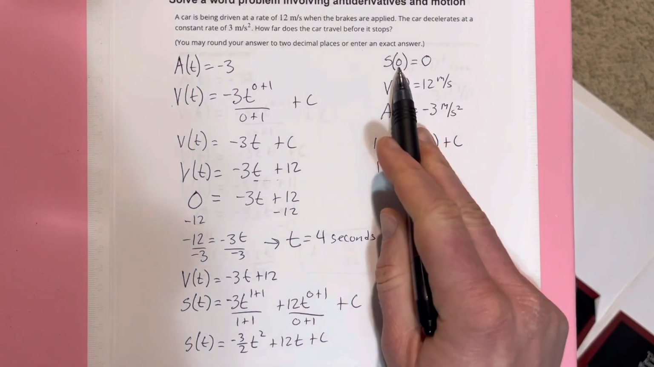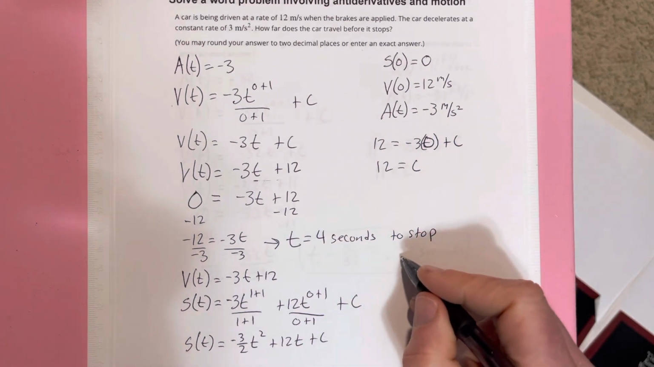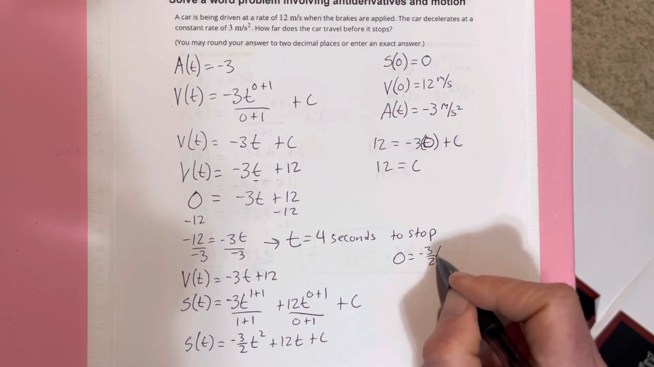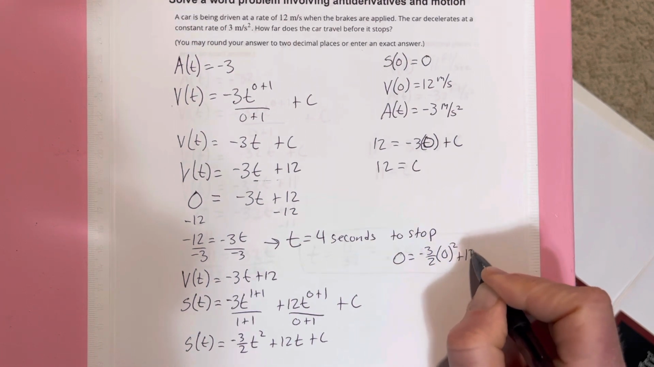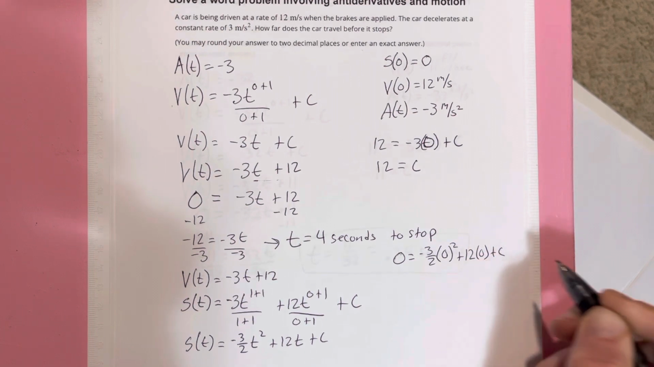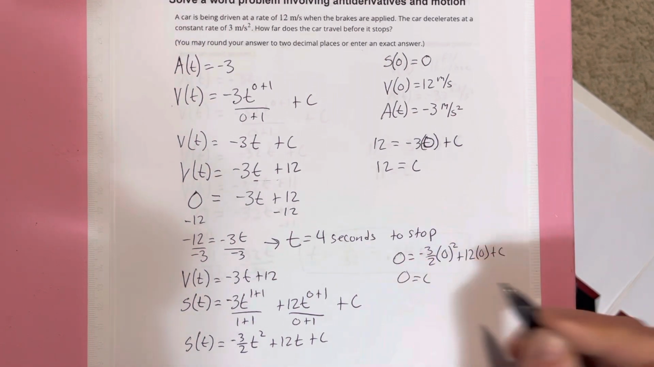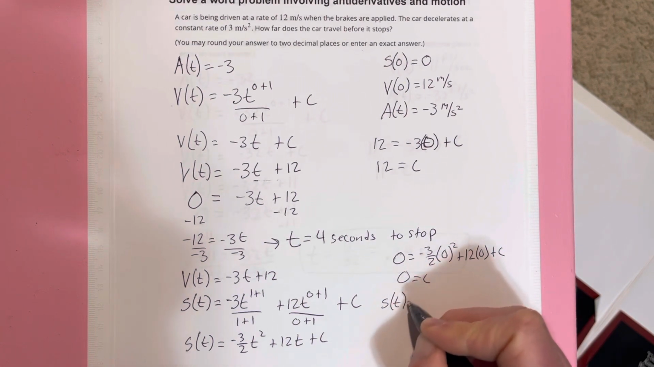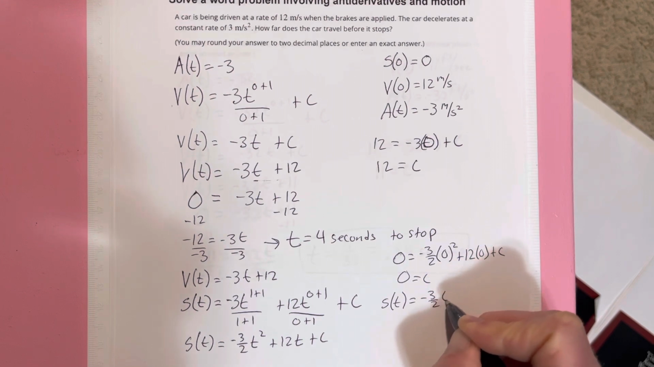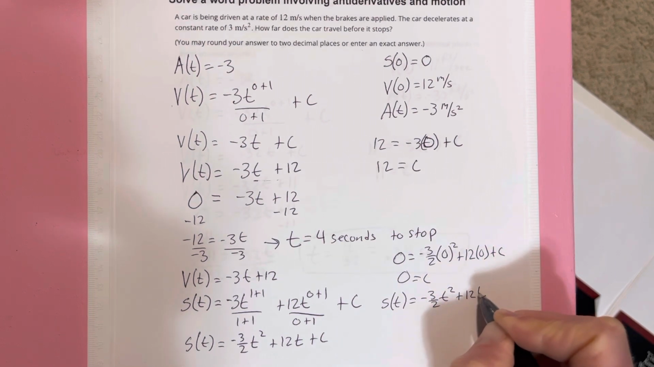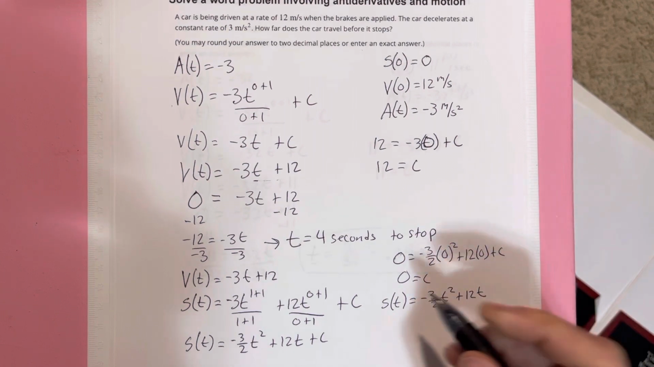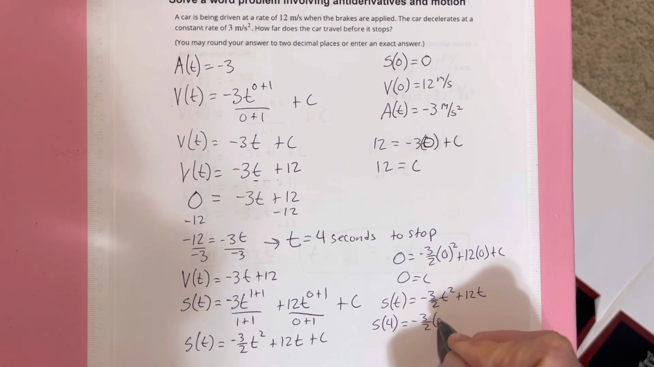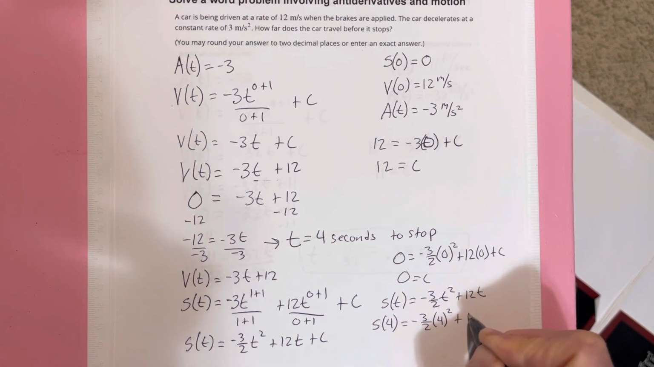And then I'm going to use this 0, 0 piece to find c. So I say 0 is equal to negative 3 over 2 times 0 squared plus 12 times 0 plus c. So c is equal to 0. So my equation is s of t equals negative 3 over 2 t squared plus 12t. I'm going to now plug in my time, which was 4. So I get s of 4 is equal to negative 3 over 2 times 4 squared plus 12 times 4.